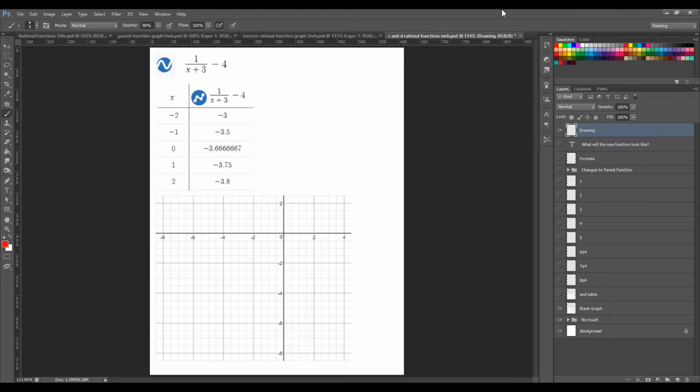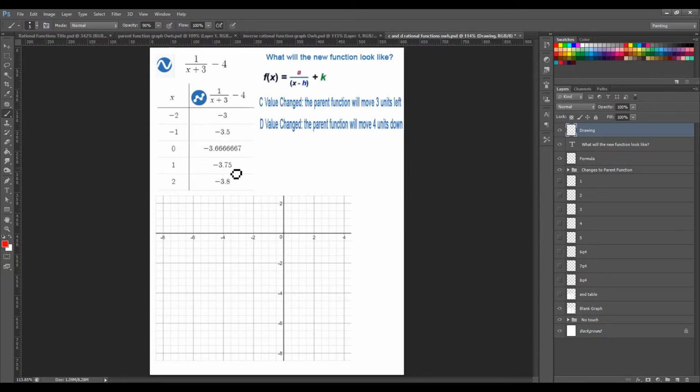Okay, so now we're going to translate the function by changing the c and d values. So, what will the new function look like? Taking a look at the formula, we are going to see that the parent function will move 3 units left and 4 units down. Okay, and by plugging in different x values, we will get these points. And once you connect it all together, you'll get this.